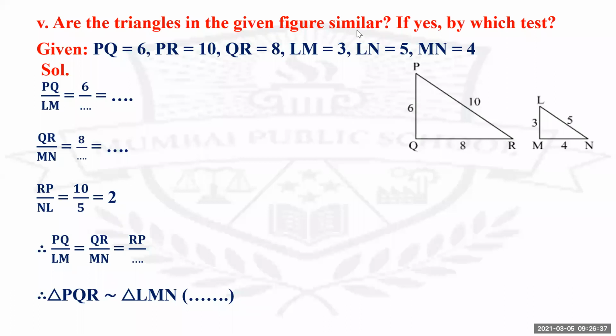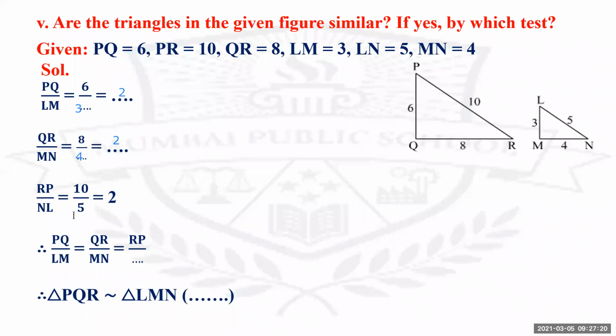So now how will you get that? Because the sides are given. So what would you write in the blanks? 6/3, so the answer is 2. 8 upon what? 8/4. Very good. So what is the answer here? 2. 10/5 is already given to you as 2.